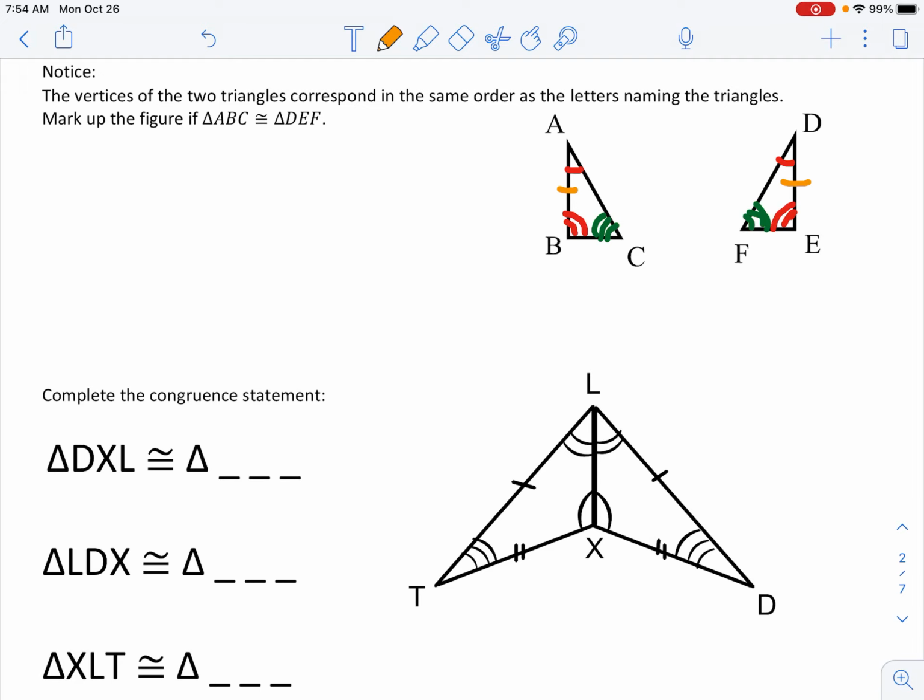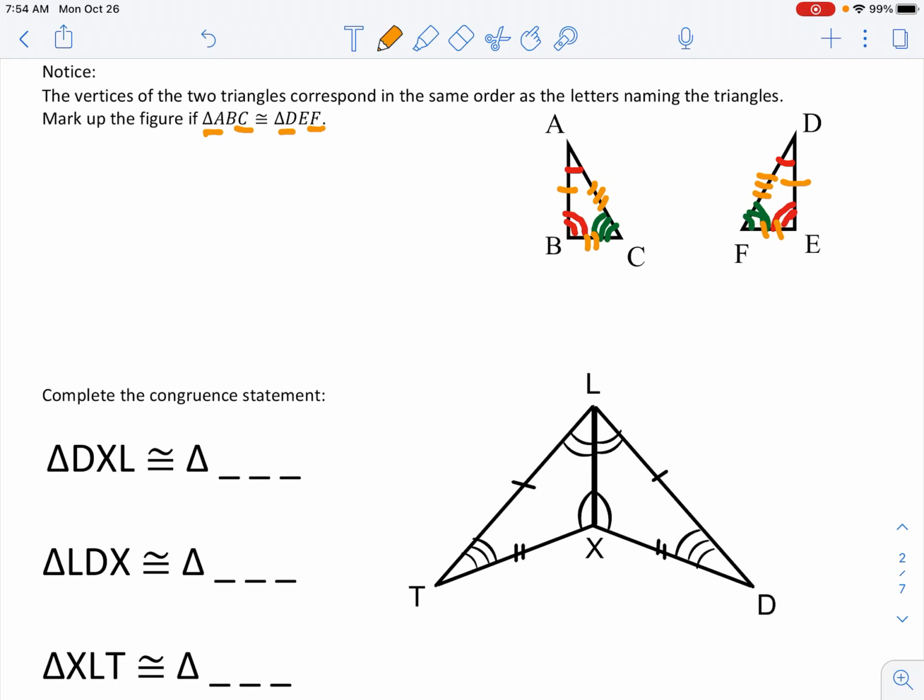All right, notice the next 2 letters are BC and EF, so BC gets 2, EF gets 2 tick marks to show that those 2 sides go together. Well, notice the first and the last letter, AC, would have to go with DF, so AC gets 3, DF gets 3 to show that those two are equal. All right, so sides we mark with tick marks, angles we mark with curls. If they have the same amount, then they're equal.